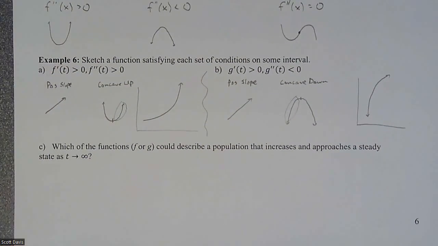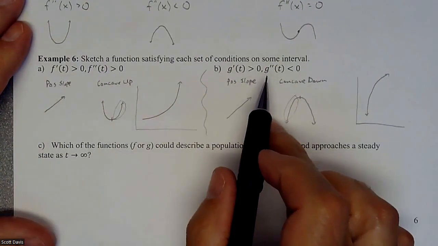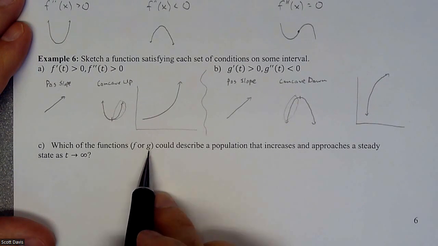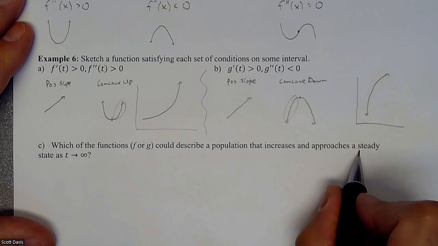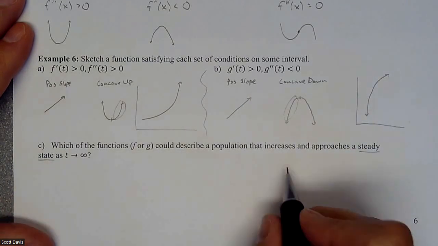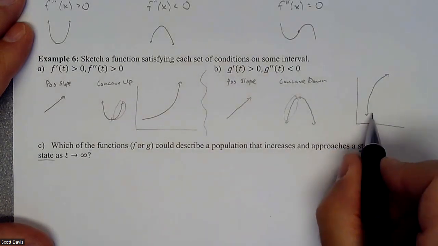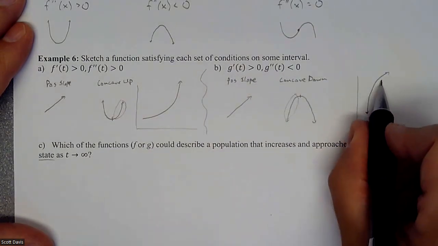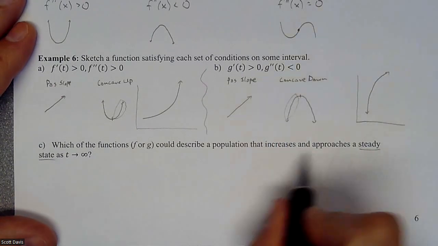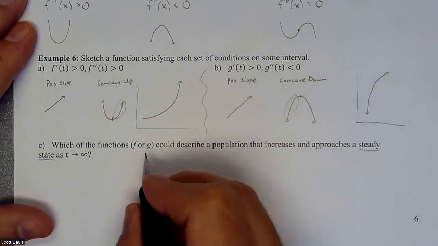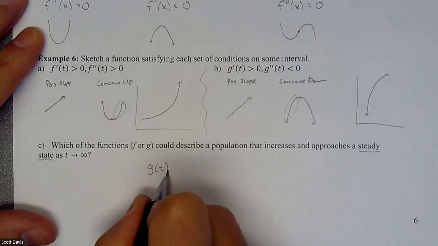All right, and then the last little bit to this is which of the functions, the f of x function or the g of t function, could describe a population that's increasing and approaches a steady state? So it has to be increasing. Both of these are increasing, but this one's starting to level off. That's the concave down part to it. So it's approaching a steady state. That's going to be our g. So g of t is going to be that.